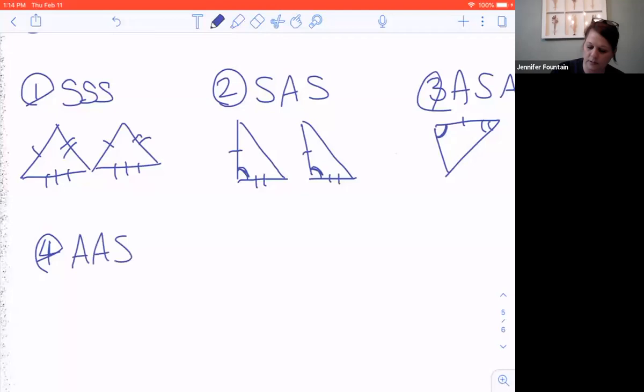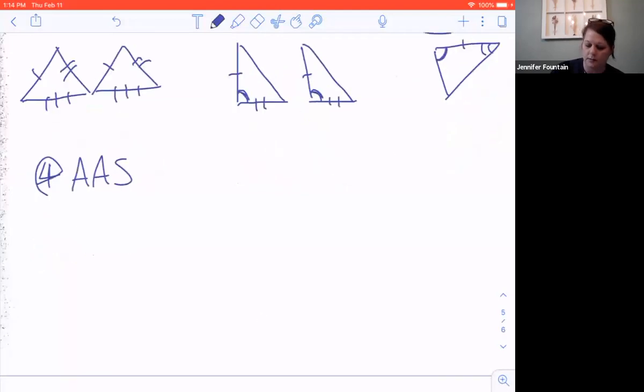Angle, angle, side. So let's see. I don't want my triangle to be... Let's go like that. And again, it doesn't matter what shape you draw them in. All right, so for this one, I'm going to start with this angle here is congruent to this angle here. Okay, so I've got those.